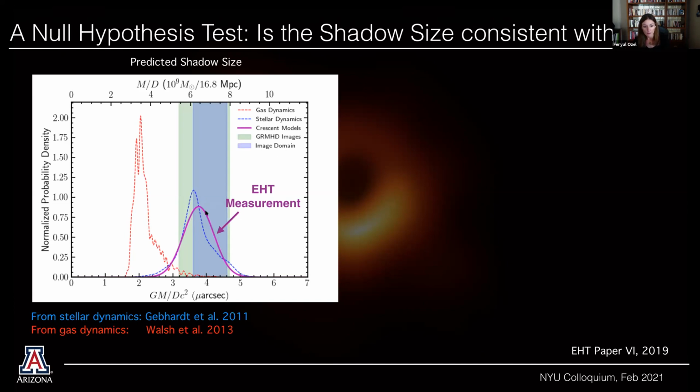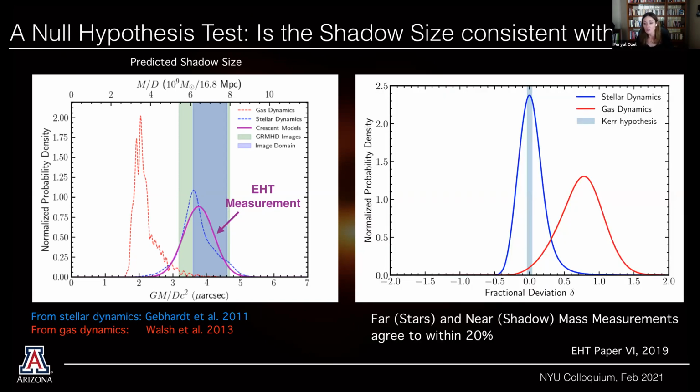Because of understood resolution effects, there is a slight difference between fitting crescent models and fitting in the image domain. This is the measurement that we get for M over D using crescent models. As you can see, it is really close to the M over D inferred from stellar dynamics. If we now ask whether our size is consistent with what is predicted from GR, and write it as a fractional deviation, it is highly consistent: 0 plus or minus 17% for the stellar dynamics measurement, and it has some discrepancy of order 50% with the gas dynamics measurement.